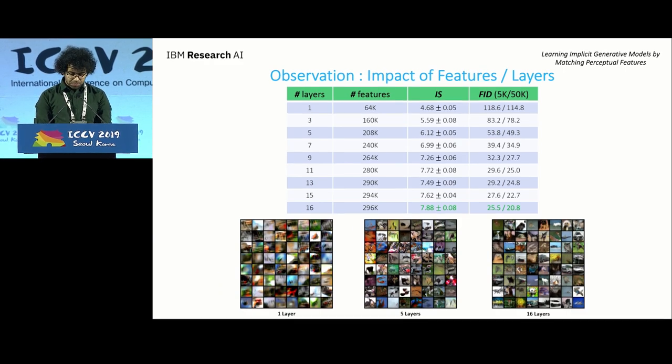We also investigate the impact of the number of features. The table shows Inception and FID score for the CIFAR-10 dataset when we use features from different numbers of layers. For the first two rows, features from only the bottommost layers were extracted, whereas for the last row, features from 16 layers were used. It is apparent that the more features we use, the better the results we get.